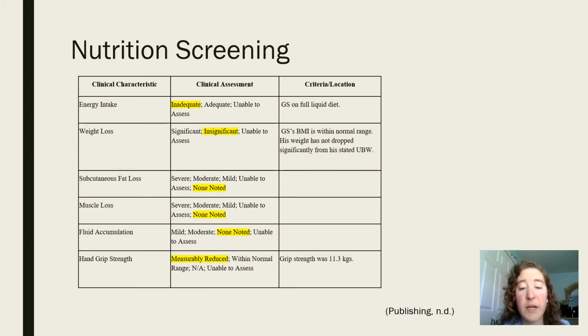We did a hand grip strength for GS's left hand only, and he had a grip strength of 11.3 kilograms. And for an elderly man above 70 years old, the range is 21 to 35 kilograms, so GS is below normal range with his grip strength.